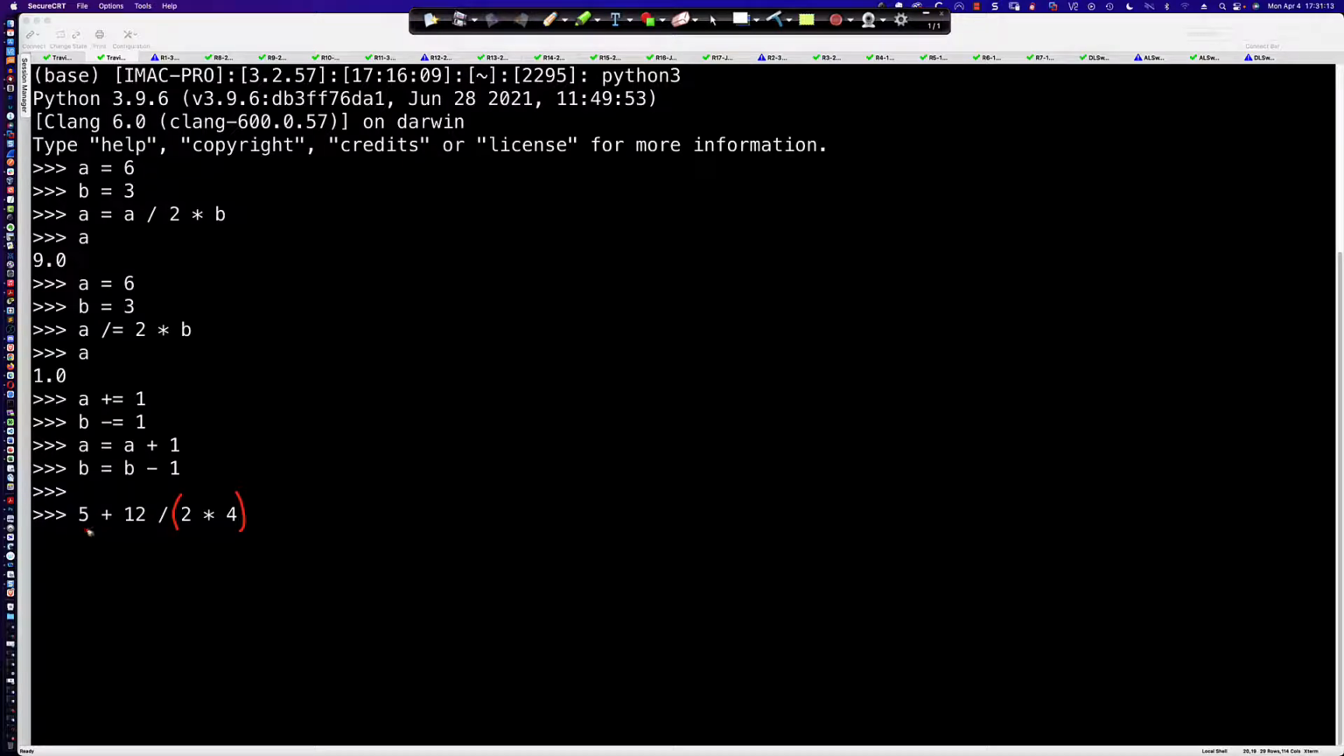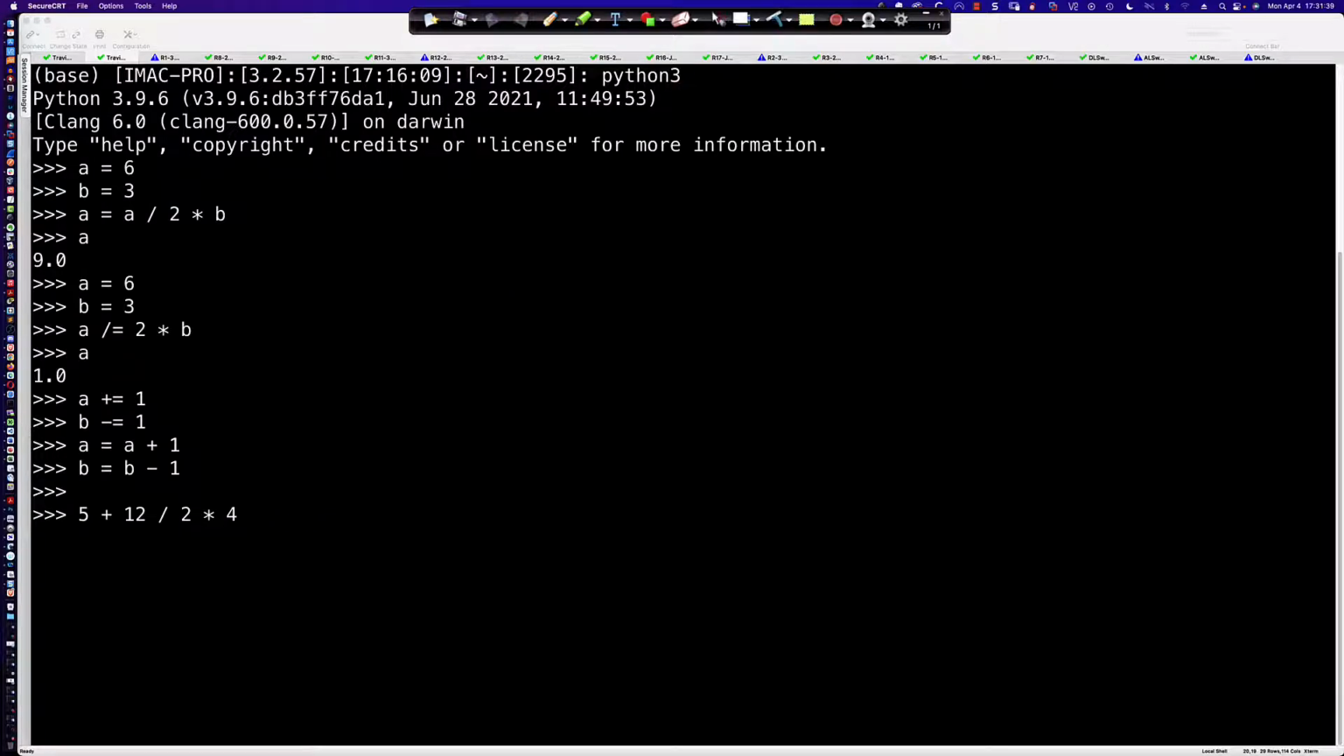So if I was to hit enter right now, and we were following PEMDAS literally, we would see that 2 times 4 is 8. And then 12 divided by 8 is going to give us some crazy floating point number. And then we would add 5 to that. Now, that's if we followed PEMDAS literally. So let's go ahead and pull this expression back.